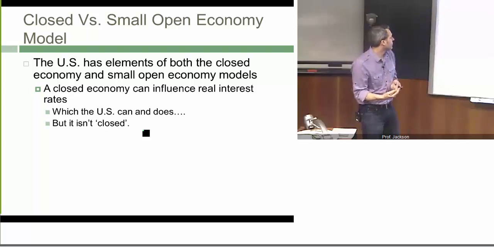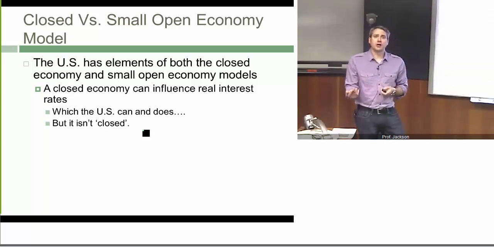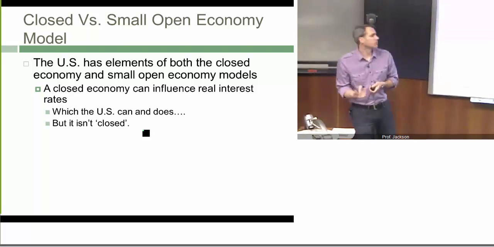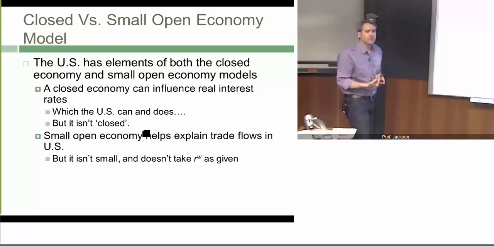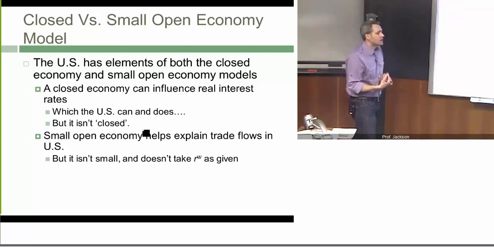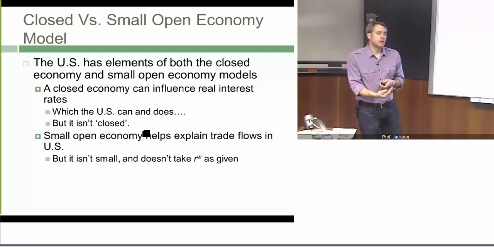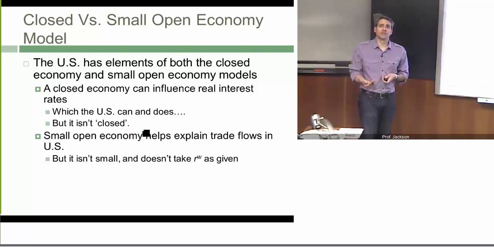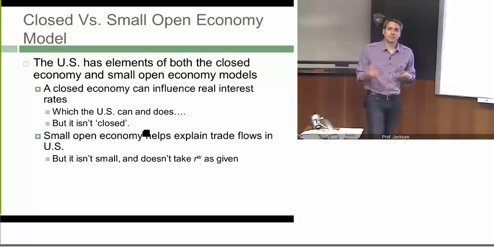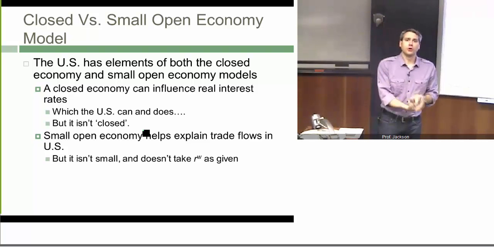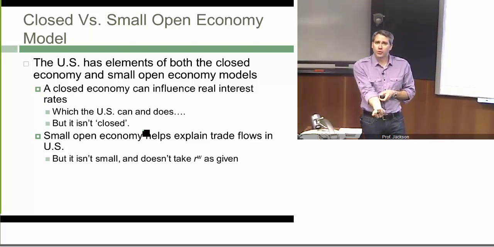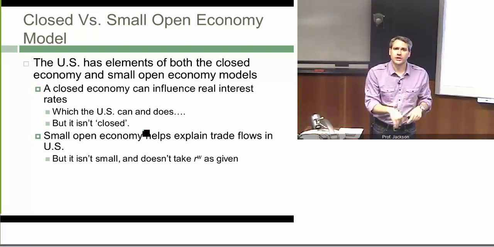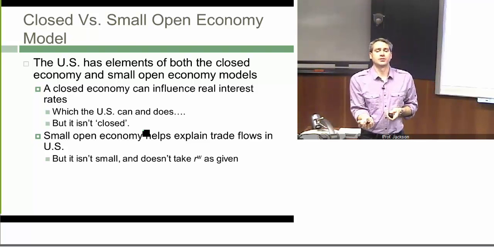But the problem is, of course, the U.S. is not closed. So that really isn't a handy model to think about the other things that are important, which are the trade flows. So the small open economy allows us to help explain trade flows in the U.S., but as we mentioned before, the U.S. is not small, and it certainly doesn't take the real world interest rate as given. In fact, because the U.S. is so large in terms of global financial markets, things that happen in the U.S. not only have an effect on domestic real interest rates, but also on global interest rates as well.